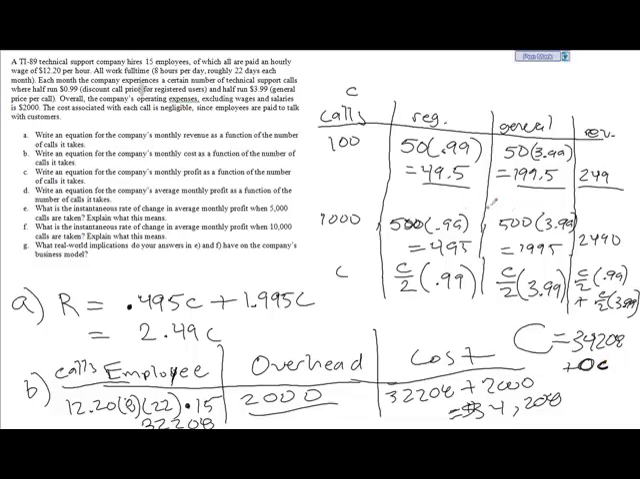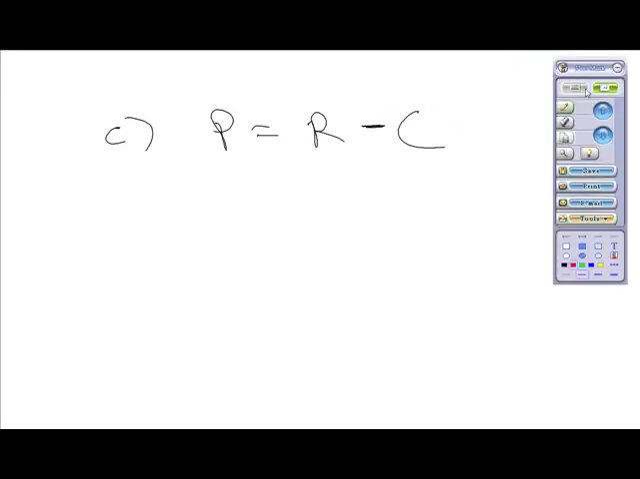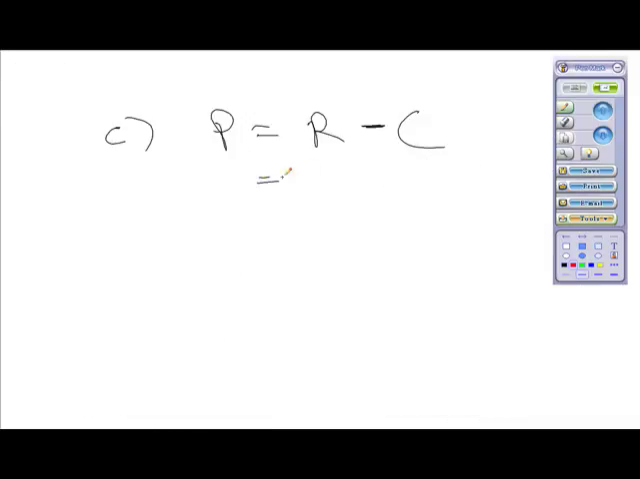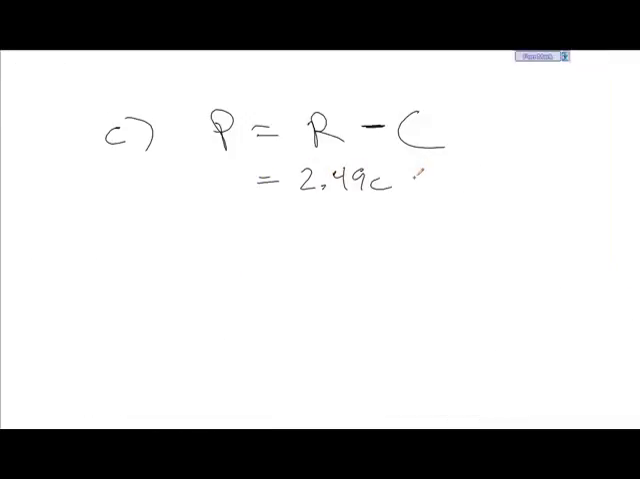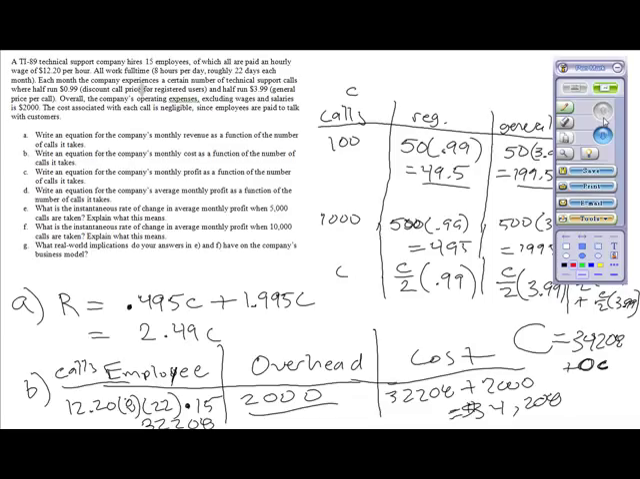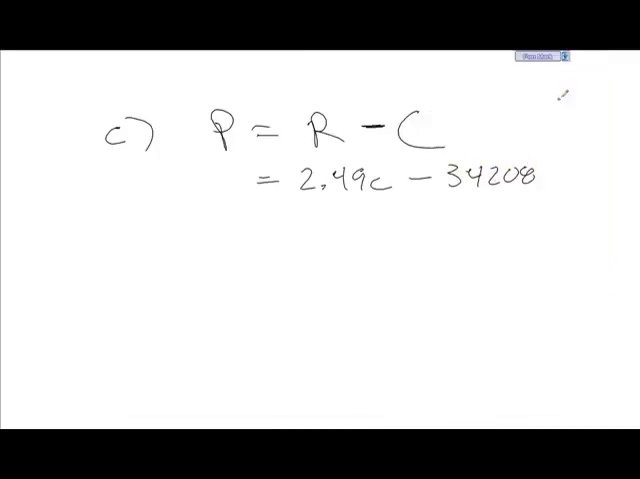Okay, so now we want to find the company's profit as a function of the number of calls it takes. Now, we recall that profit, capital P, is the revenue, what you bring in, minus what you ship out in terms of money. And now our revenue is given by 249C minus our cost, which is $34,208. And we've got our profit function.